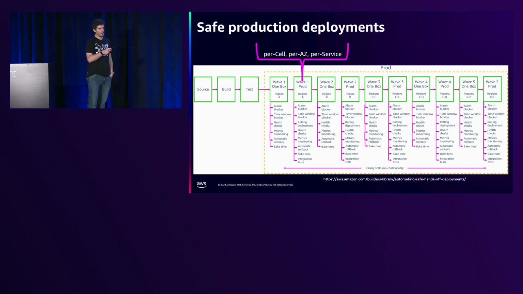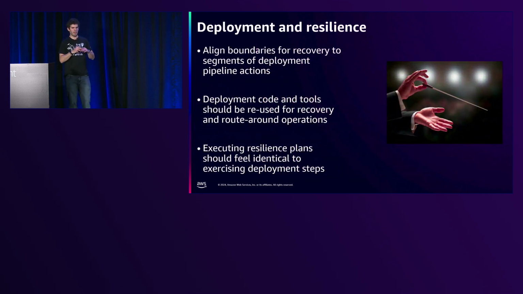And the thing I want to call out here is that the sequence you see is aligned to all of the fault boundaries that we've defined: different AZs, different cells, different regions. And the way that we go through a deployment and let it bake and understand what the health of that component is during the bake time is all aligned to the way we've built our fault boundaries. So you want your deployment and resilience approach to be congruent to each other.